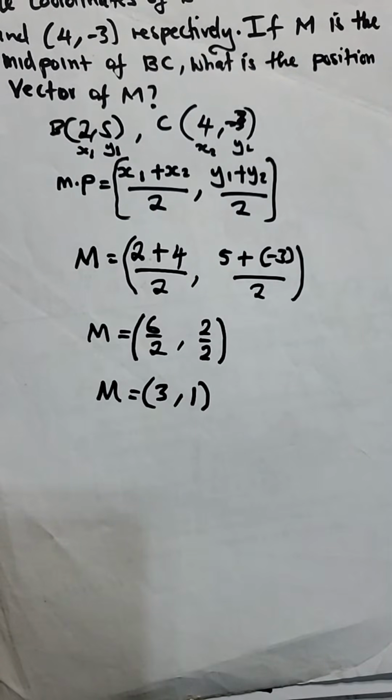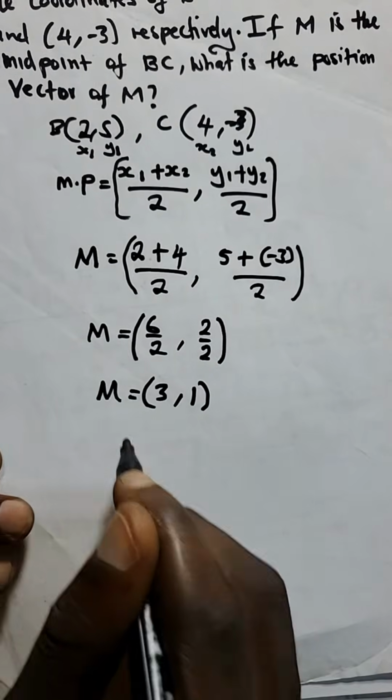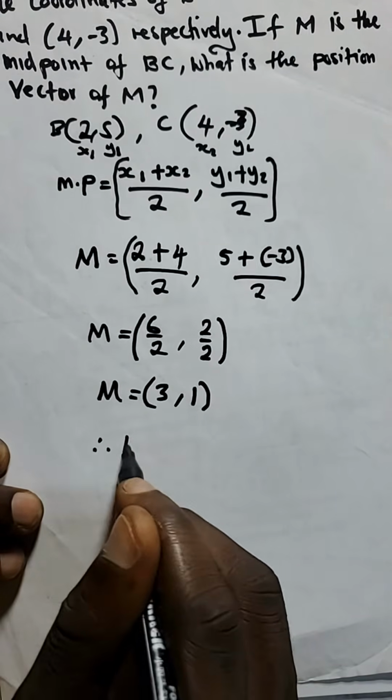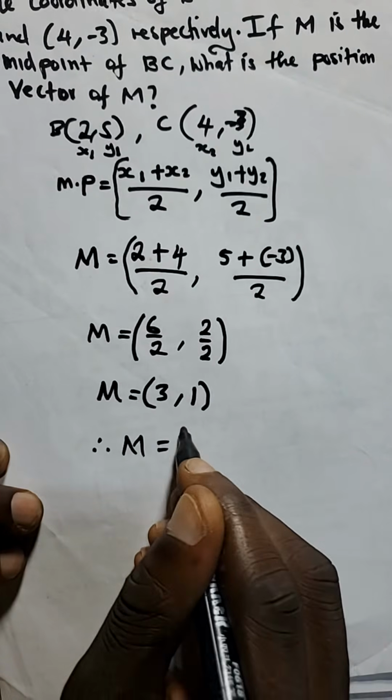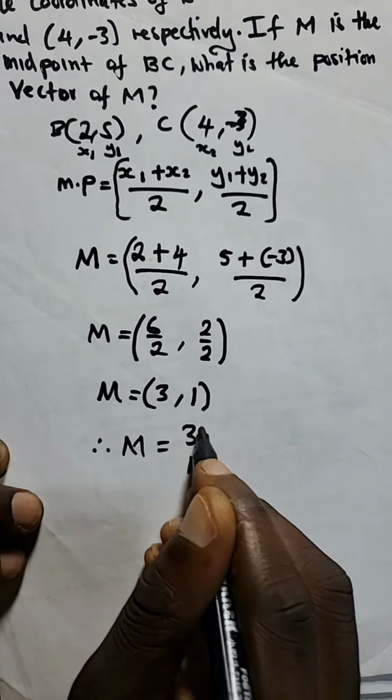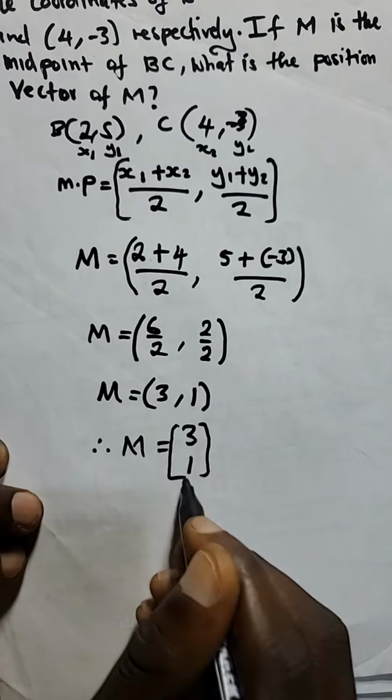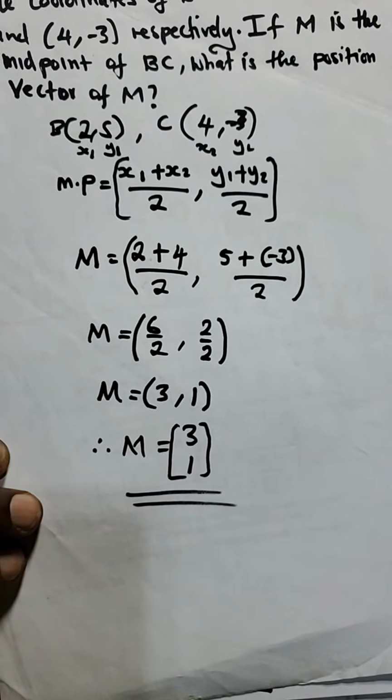Now look at the question. The question is saying, write in position vector. So the position vector of M, we can just say, therefore, M is equal to (3, 1), like this. And this is the answer.